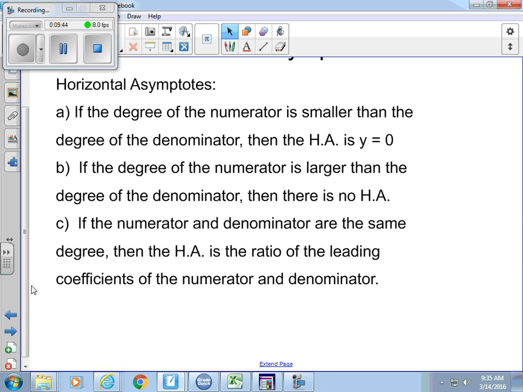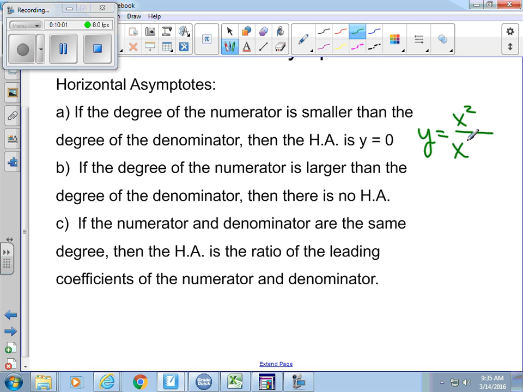Okay, I want to talk a little bit about these before I do some examples, about why they are what they are. The first one is the degree of the numerator is smaller than the degree of the denominator. So something like x squared over x cubed. Everyone agree with that? That's a smaller degree on top than on bottom. This could have more numbers out here.